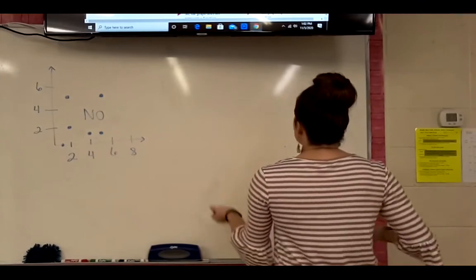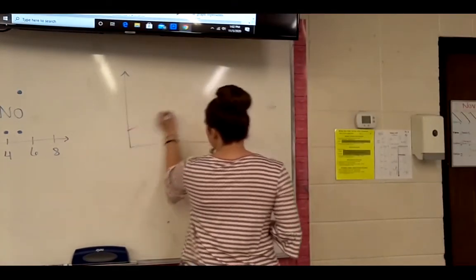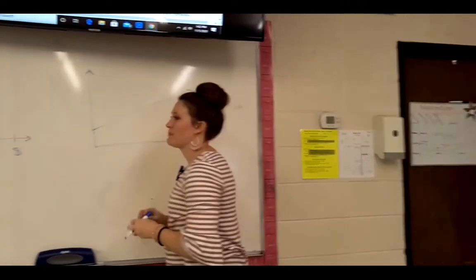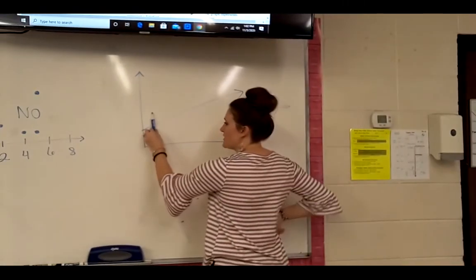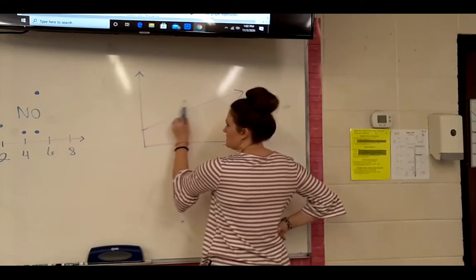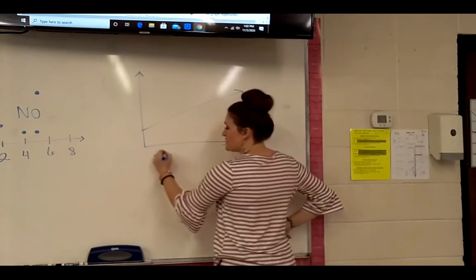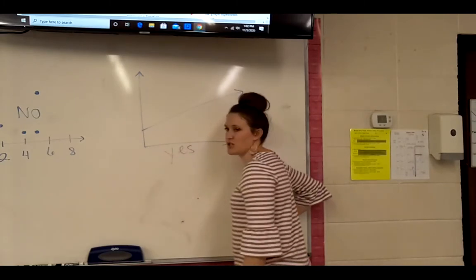But then if we look at the next one, and I'm not even going to draw it exact like that because it doesn't matter. Does it pass right here? The vertical line test anyway. Yes? So is this a function? Yes. So if you have a straight line across, yes, it's a function.